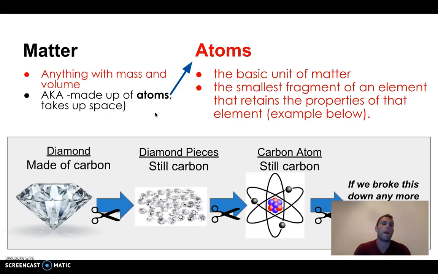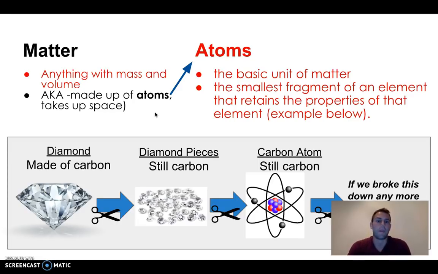All right. So matter is anything with mass and volume. And so, AKA, matter is made up of atoms. So then, what is an atom? An atom is just the basic unit of matter. I'm sure you guys have heard that before. Another good way to describe it: it's the smallest fragment of an element that retains the properties of that element.